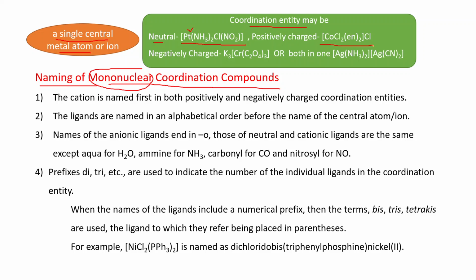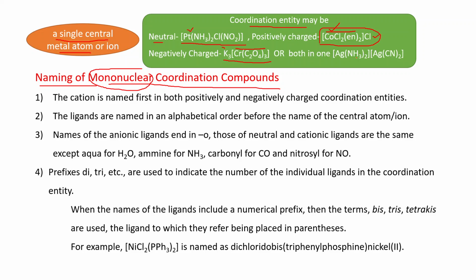This is another example of a coordination compound, and in this compound, the species written in the square bracket is a positively charged coordination entity, and cobalt will act as the central metal atom or ion. Now this is another example of a coordination compound, and in this case the species written in the square bracket is a negatively charged coordination entity, and this potassium is a counter ion, and in this positively charged species this Cl- will act as a counter ion.